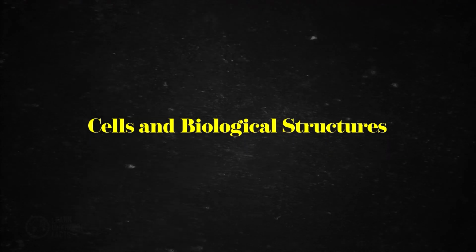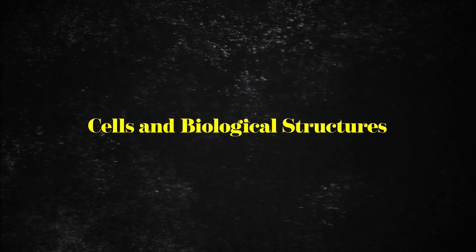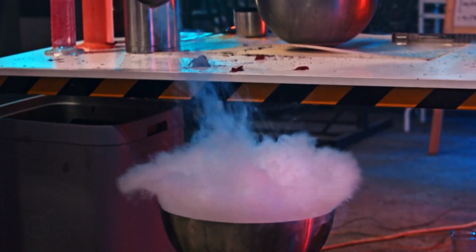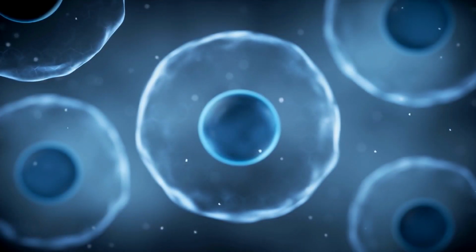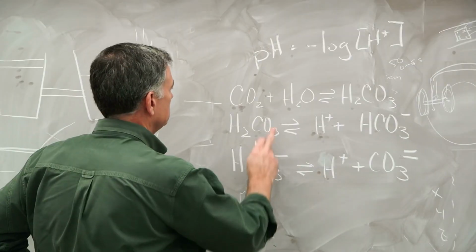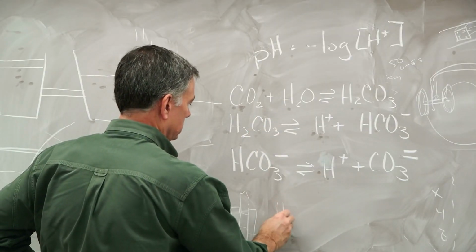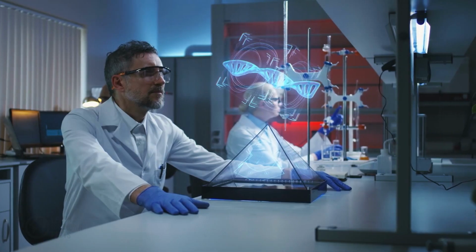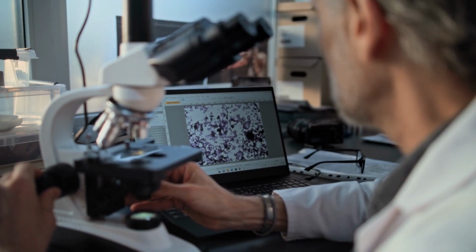Scaling up further, we reach the realm of biology. Cells, the fundamental units of life, are composed of countless molecules and structures. A typical cell is about 10 to the -6th meters in size, or 1/1,000,000th of a meter. Cells come together to form tissues, organs, and ultimately, entire organisms.